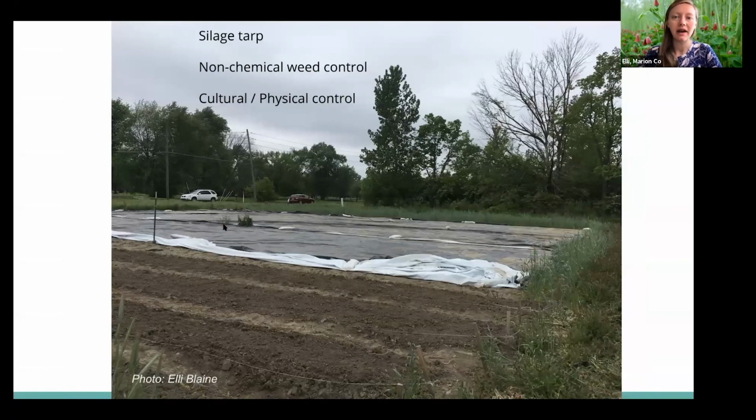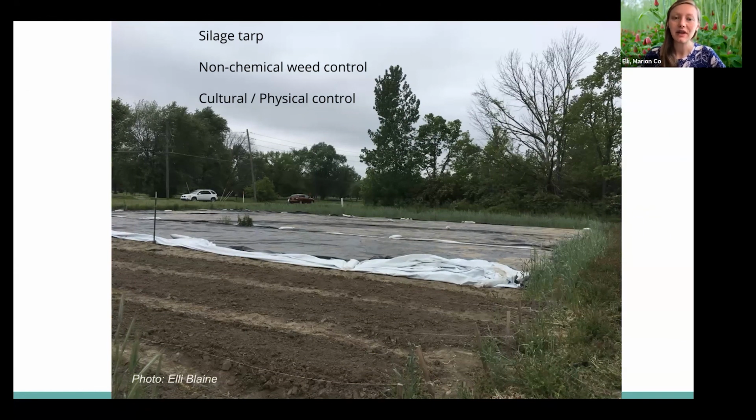Another example of how to, I guess, move towards minimal disturbance or less disturbance that we see a lot of growers doing is using silage tarps as a form of weed control. That can be one of the primary challenges when moving towards a lower disturbance system, is how to manage weeds. And tarping can be a pretty effective method to kill weeds and then not have to till an entire field to manage those weeds.